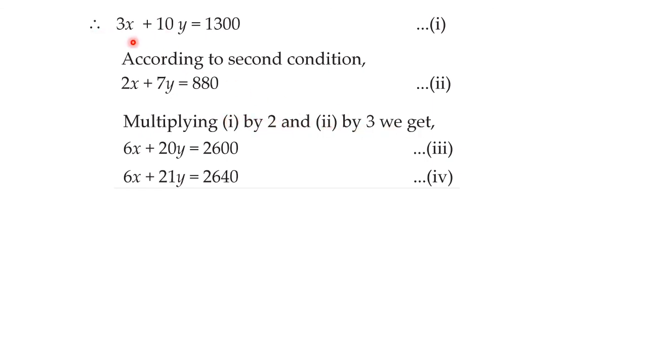So when we multiply here by 2, 3 into 2x is 6x. 2 into 10y is 20y. And 1300 into 2 is 2600. Number this as equation number 3. And when we multiply here by 3, 2x times 3 is 6x. 3 into 7y is 21y. And 3 into 880 is 2640. Number this as equation 4.